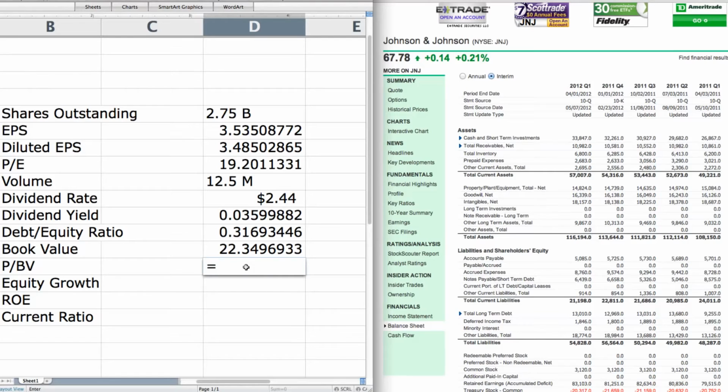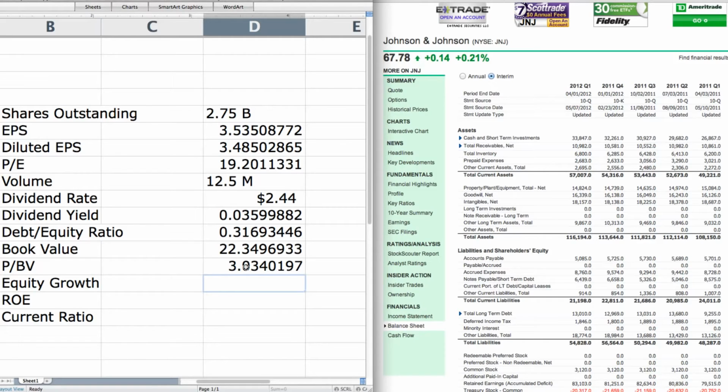We hit the equal sign. The price is $67.78. We're going to divide that by the book value that we just calculated above, which is $22.34. And we hit enter, and our price to book value is 3. Okay, so that means that for every $3 you spend buying this company, you're going to get $1 of equity or book value in the business.